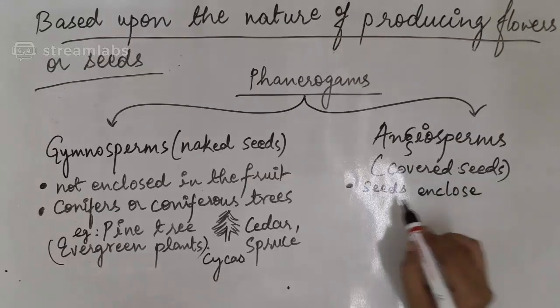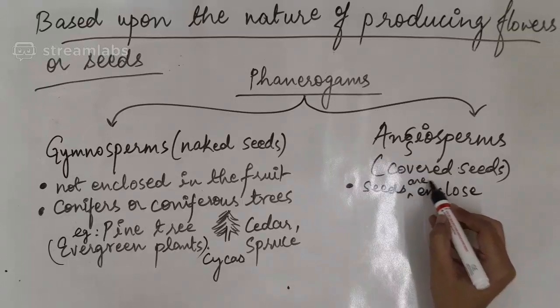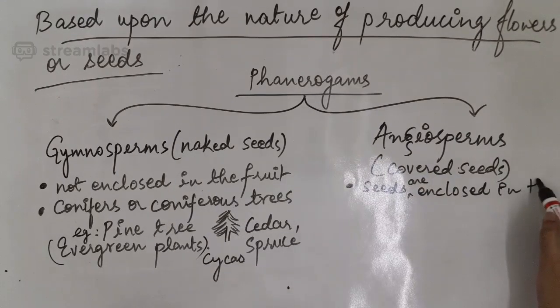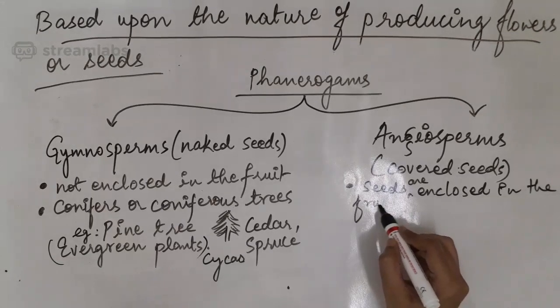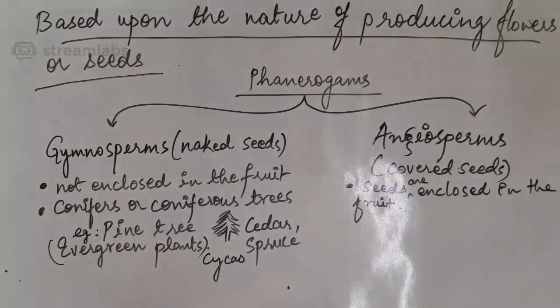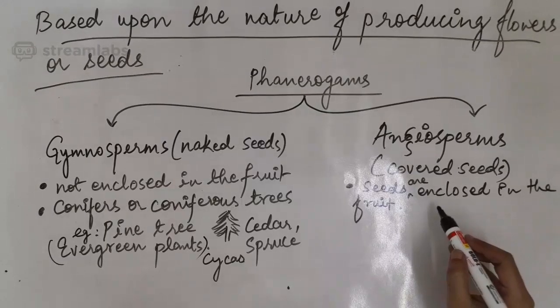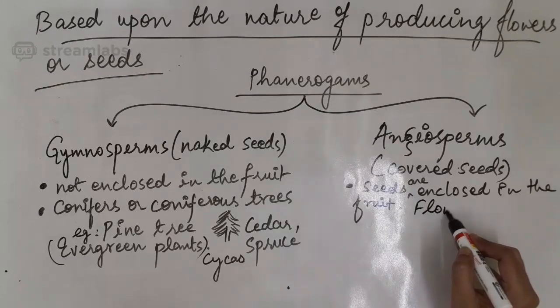Okay, and angiosperms, these are covered seeds, मतलब इनके सीड्स enclosed होते हैं। Seeds are enclosed in the fruit. Okay, also known as flowering plants.